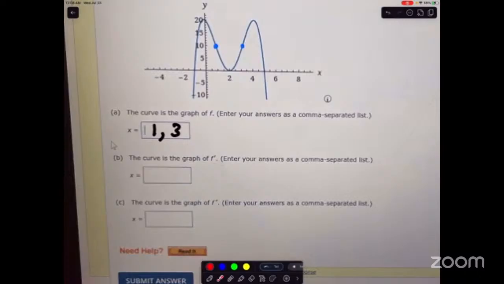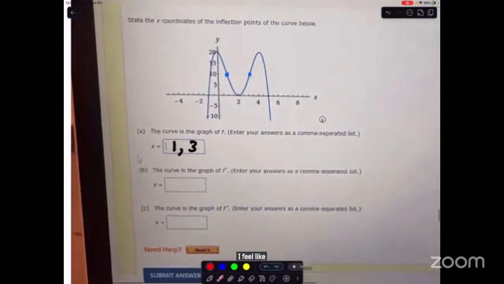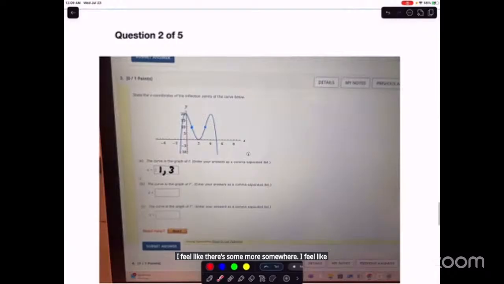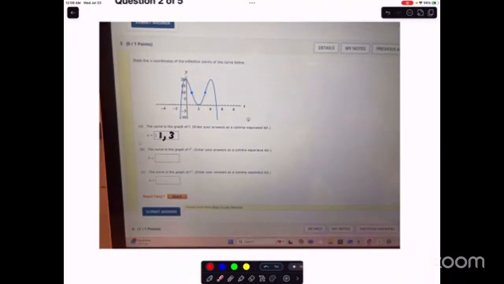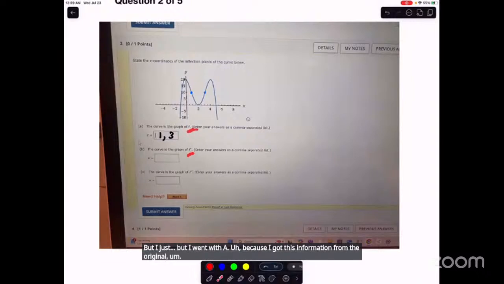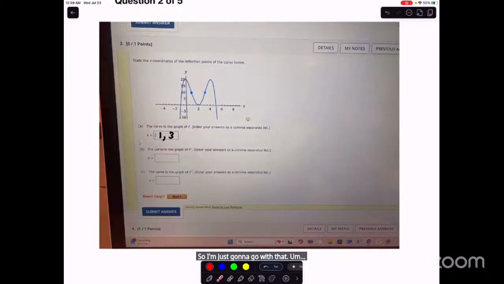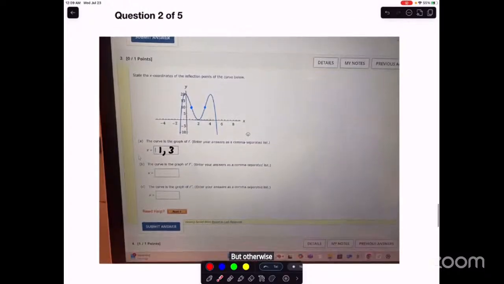The curve is the graph of f prime. I feel like there's some more somewhere. I feel like something's missing. Something seems weird here, like something is off. But I went with A, because I got this information from the original. We could use f prime and f double prime, but I got it from the original, so I'm just going to go with that. If my client shows me some more details there, if it doesn't work, we'll come back to this one. Otherwise, we're going to let that one be.